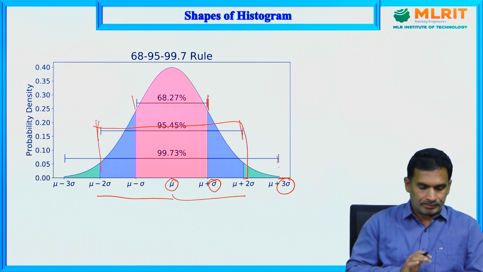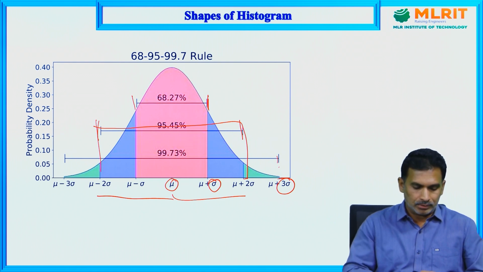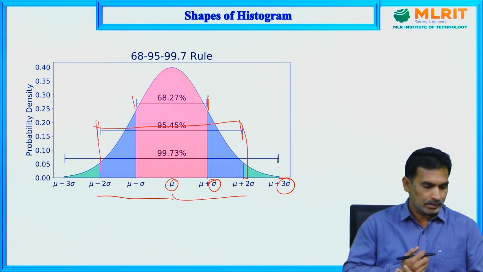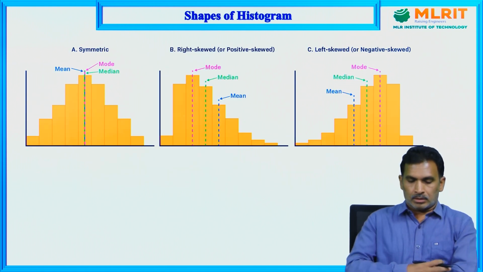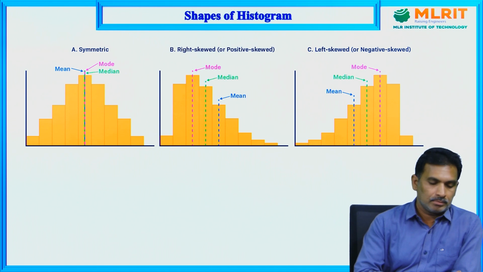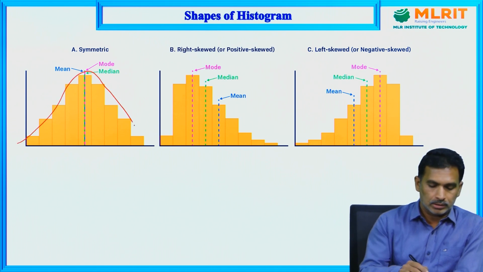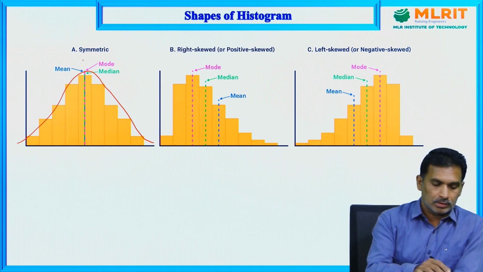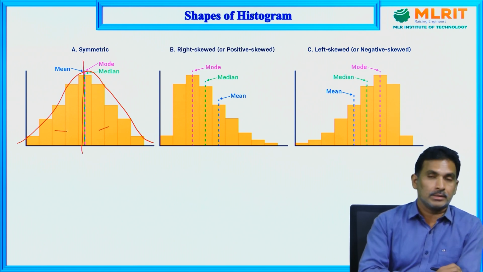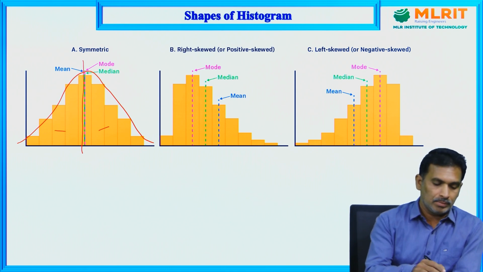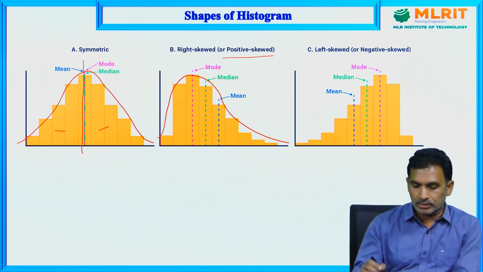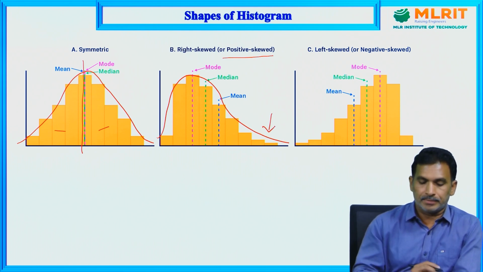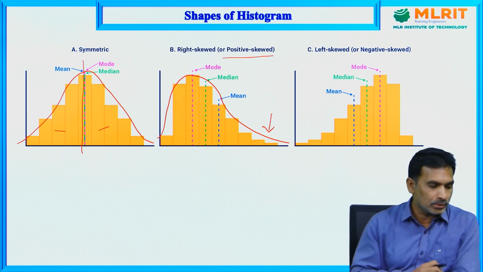So how would the shape of the histogram be affected based on the mean, median and mode? We'll see whether it is left skewed or right skewed based on the mean, median and mode. This is a figure which depicts the different shapes of the histogram. Symmetric, you can see it is almost like the previous bell shape. If you divide this into two halves, the right and the left are equally symmetric, where the mean, median and mode values are the same at this point. Whereas in the right skewed or positive skewed, you can see there is a long tail on the right side. So this is called right skewed or positive skewed.